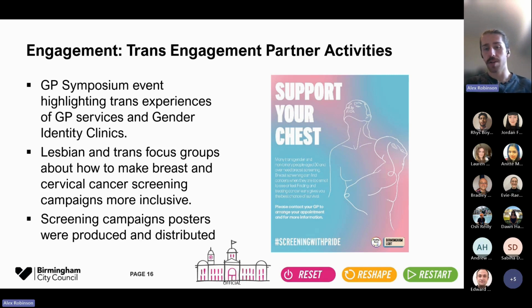So the feedback was then used from these focus groups to develop a series of posters that were promoting cancer screening, but in an inclusive way. And these were put up in bars and restaurants and clubs around the gay village in Birmingham. These focus groups generally highlighted the importance of engaging with the LGBTQ plus community in developing more inclusive health campaigns and how this can help improve health outcomes such as uptake of screening.